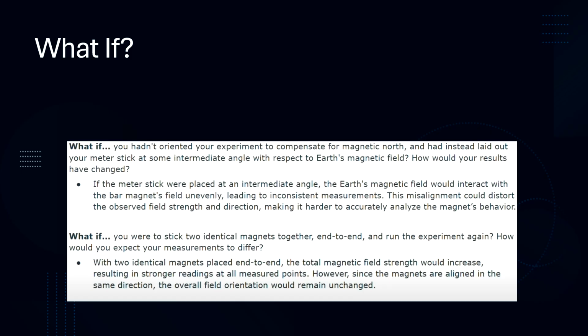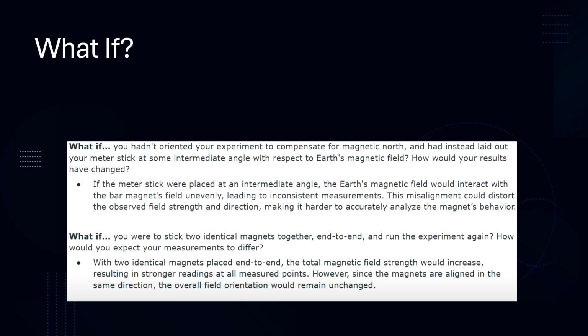For our what-if question, we have: what if you hadn't oriented your experiment to compensate for magnetic north and had instead laid out your meter stick at some intermediate angle with respect to Earth's magnetic field? How would your results have changed? If the meter stick were placed at an intermediate angle, the Earth's magnetic field would interact with the bar's magnetic field unevenly, leading to inconsistent measurements. This misalignment could distort the observed field strength and direction, making it harder to accurately analyze the magnet's behavior.